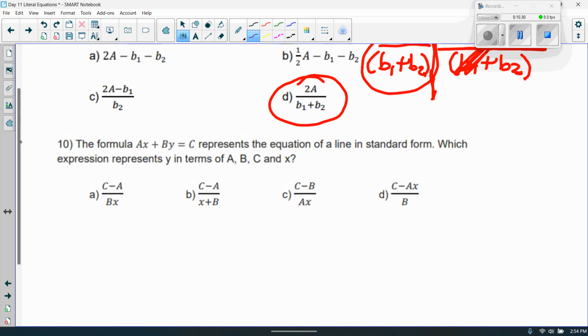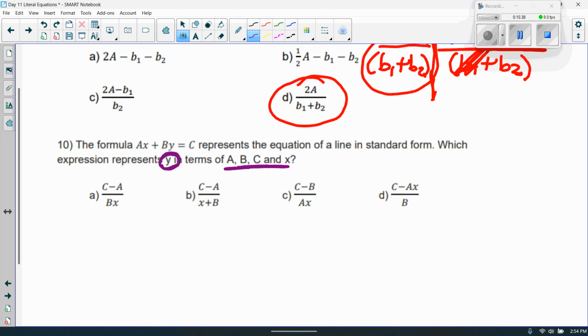Okay. Next one. And I'm hoping the more examples you see, the easier this is getting. Okay, so it says which expression represents y in terms of all these, meaning your final answer should say y equals something. Okay, so here it is, ax plus by is equal to c.